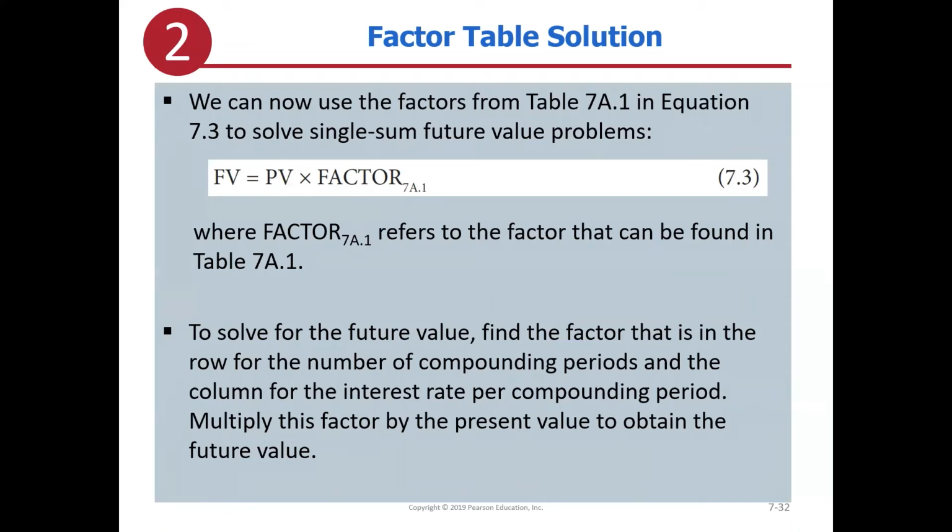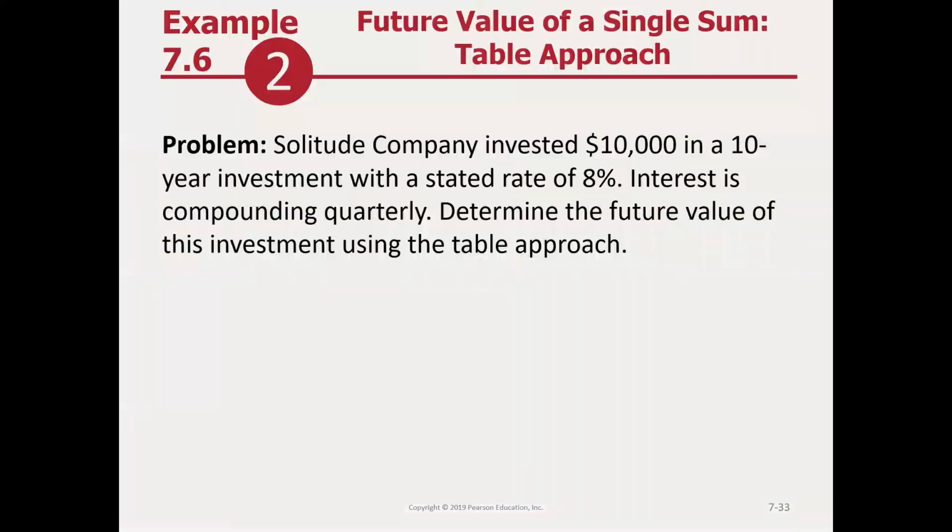We can now use the factors from Table 7A.1 in Equation 7.3 to solve single-sum future value problems. Future value is equal to present value times factor using this table, where factor in 7A.1 refers to the factor that can be found again in Table 7A.1. To solve for the future value, you find the factor that is in the row for the number of compounding periods and the column for the interest rate per compounding period. Then you would multiply this factor by the present value to obtain the future value. And in the next slide, we'll see how it's demonstrated using the table approach.